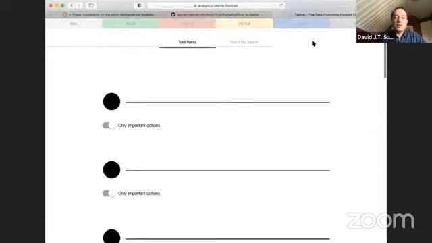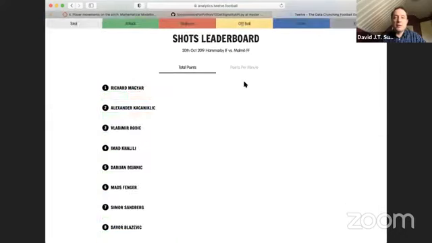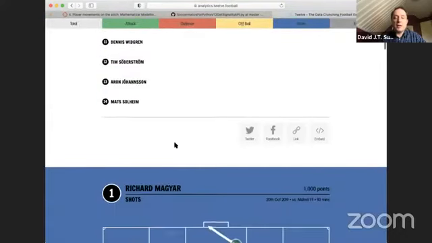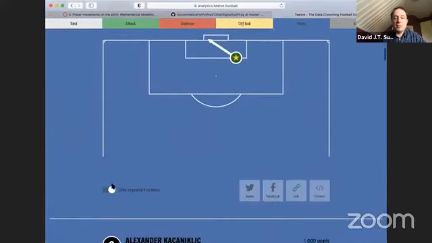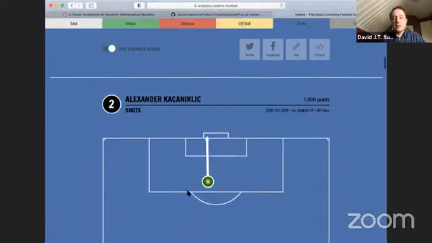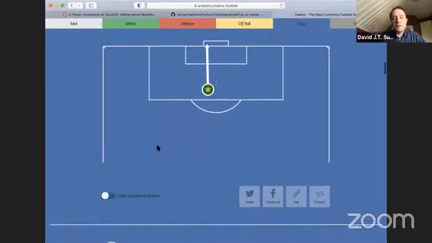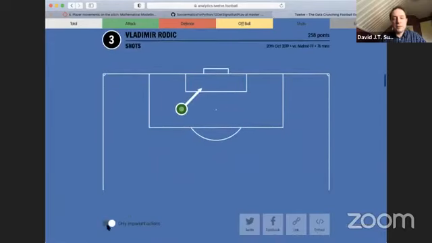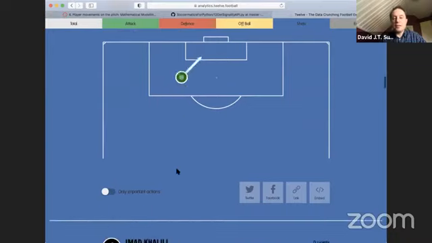So if you're interested in looking for all the shots, for example, you can look at the shots here. Richard Magyar scored just with one shot there. So that tells you the goals at 87 minutes. This is the second goal. Yeah, just one shot and scored. A shot by Rodic there. Another shot there. So this can tell you actually when the different events occurred.